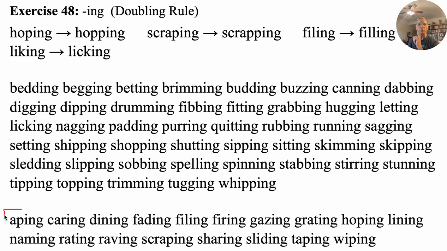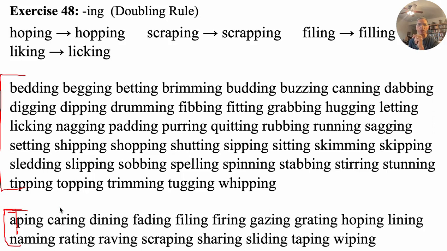Now we did all the short vowels up there with a double consonant. I'm sure you noticed that. Now we're not going to double the consonant, and we're going to have all long vowels. So here we go. Aping. He was aping his teacher, acting like her.